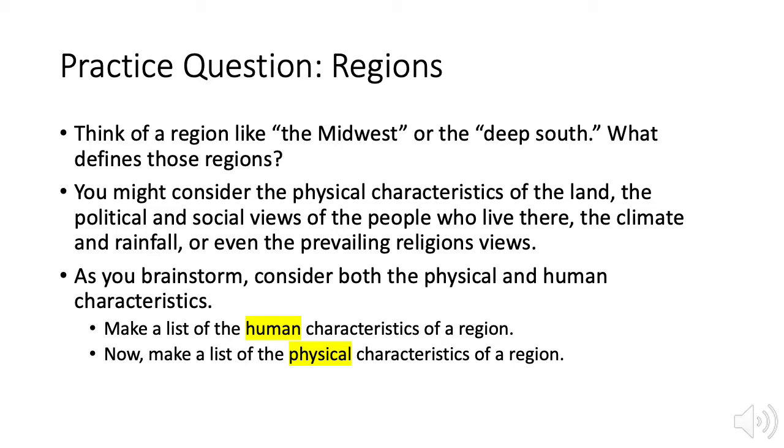Regions. Think of a region like the Midwest or the Deep South. What defines those regions? You might consider the physical characteristics of the land, the political or social views of the people who live there, the climate and the rainfall, or even the prevailing religious views. As you brainstorm, consider both the physical and human characteristics.